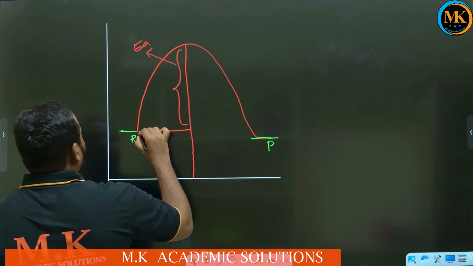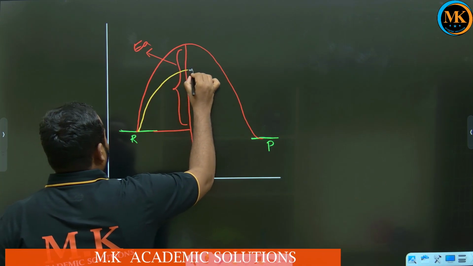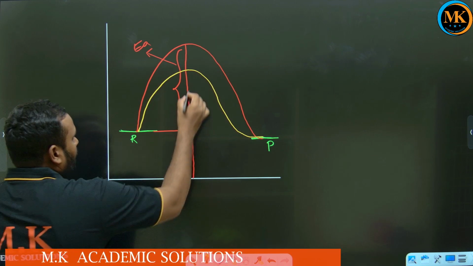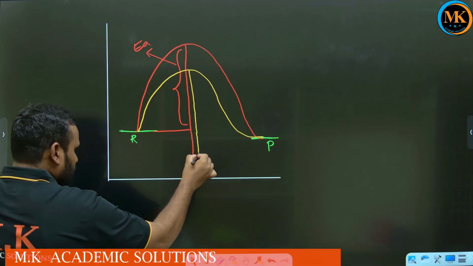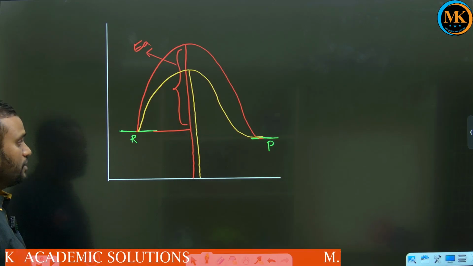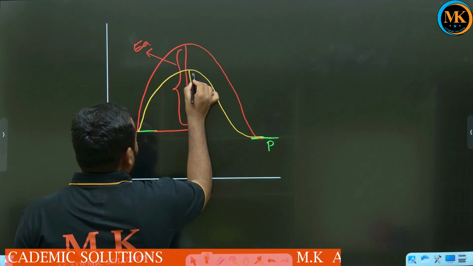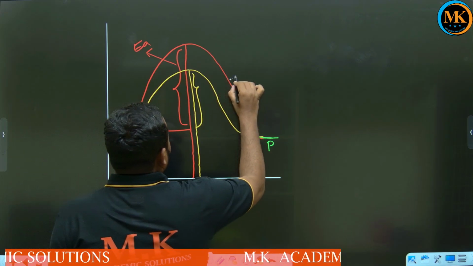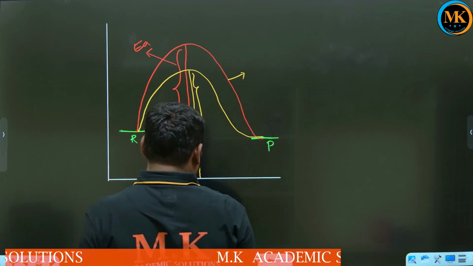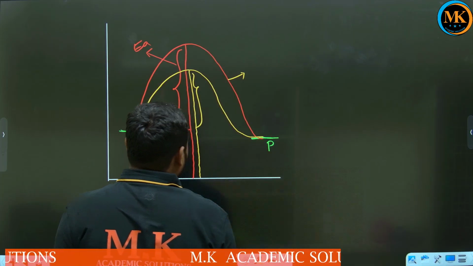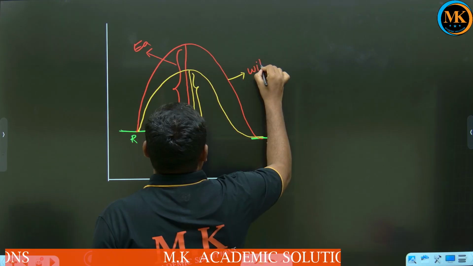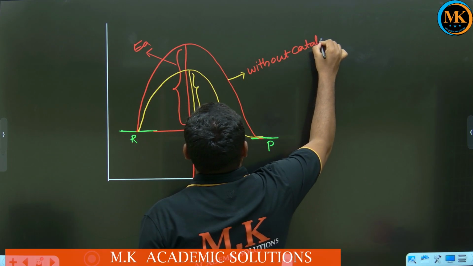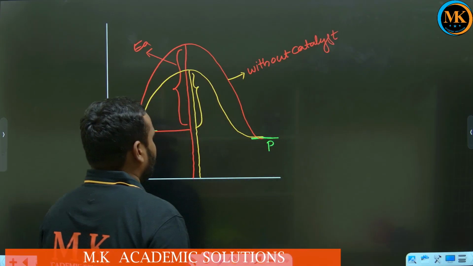We are going to take a positive catalyst. So this is the positive catalyst, and in the presence of the positive catalyst, this is the threshold energy, and this is the activation energy. The red one we are going to consider is without catalyst.